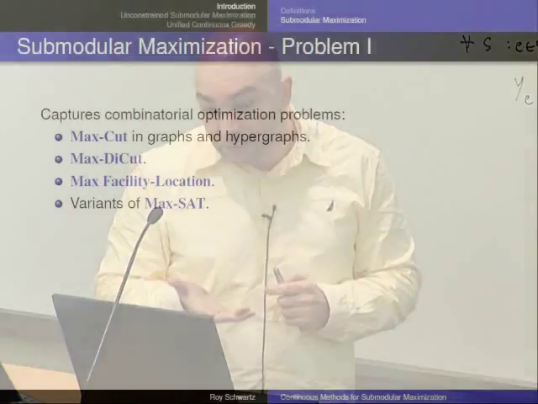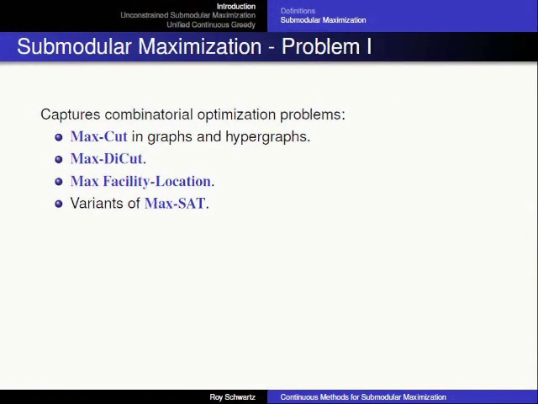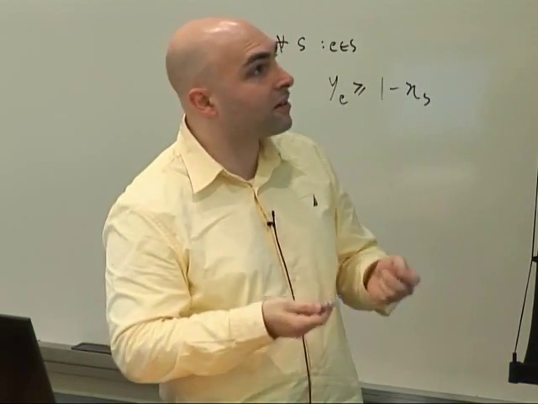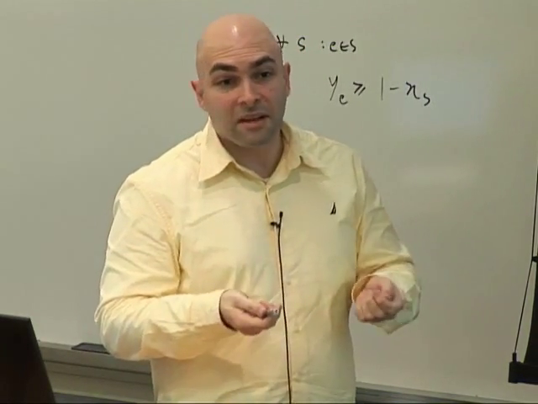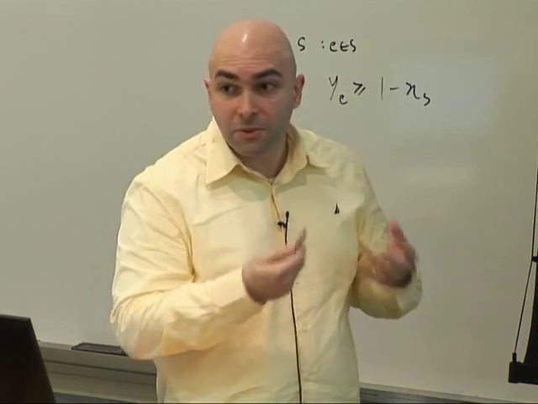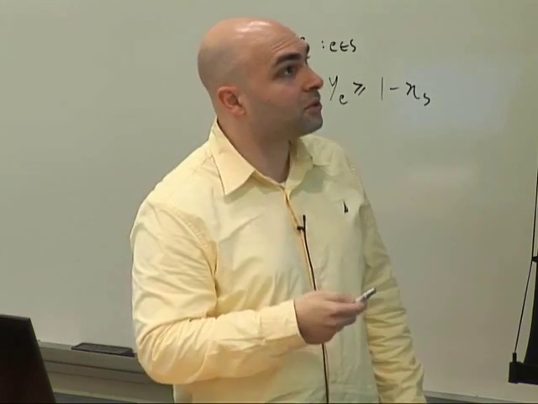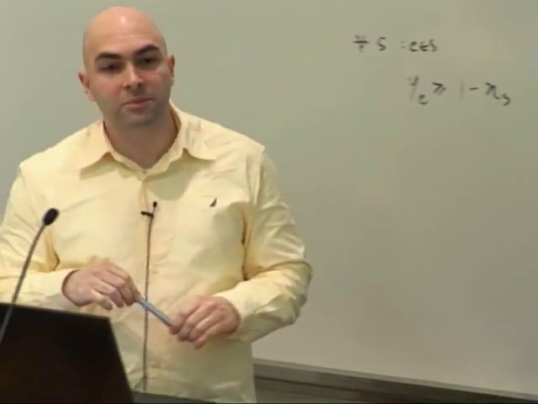So why is this problem interesting at all? From a combinatorial point of view, it captures, for example, Max-Cut: just take the ground set as the vertices of the graph, and the function is the cut function. And of course, any cut is feasible, and you want the largest cut. This works not only for Max-Cut, but also for Max-directed-cut, and it captures also maximum facility location and even a few variants of Max-SAT. So this is from a combinatorial point of view.